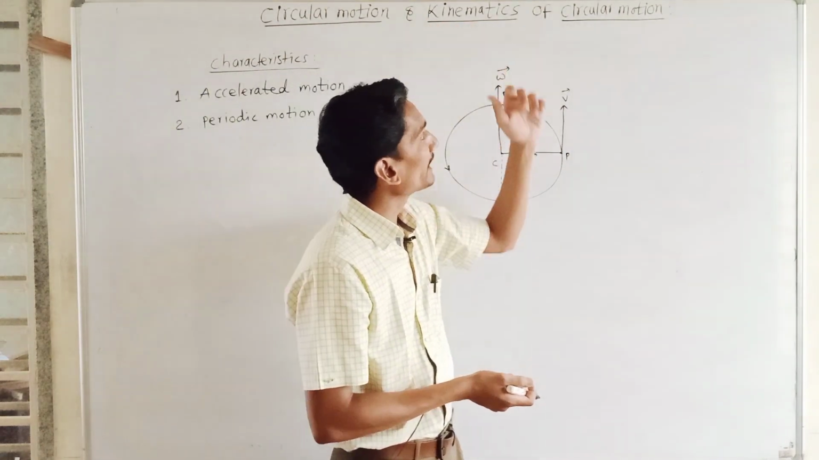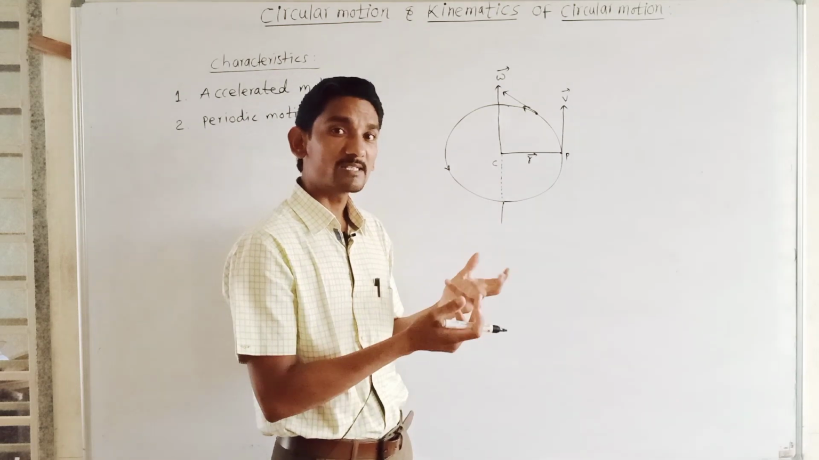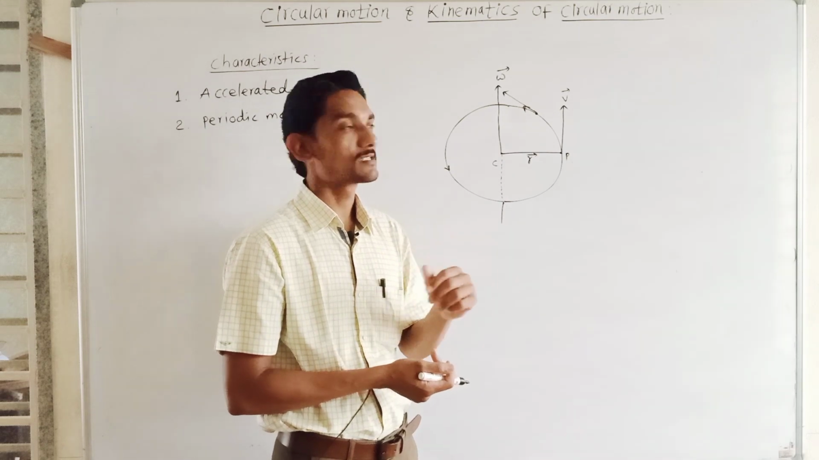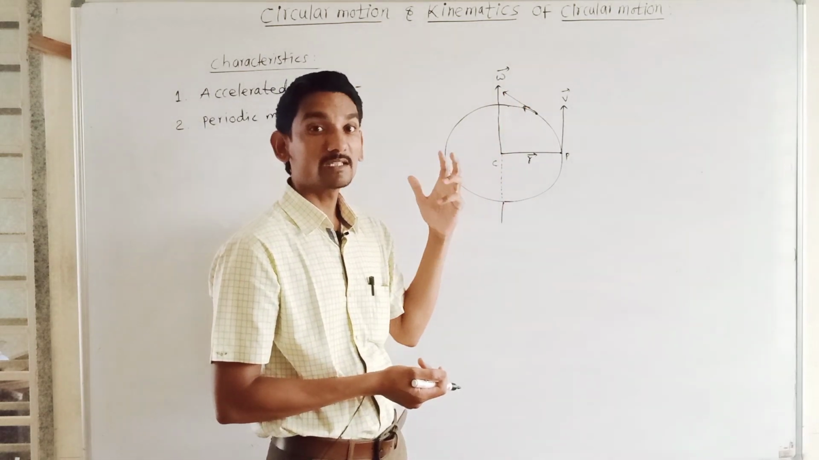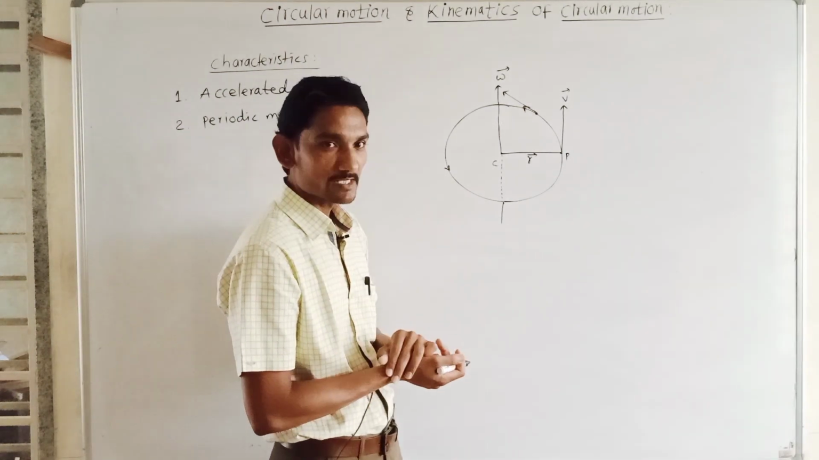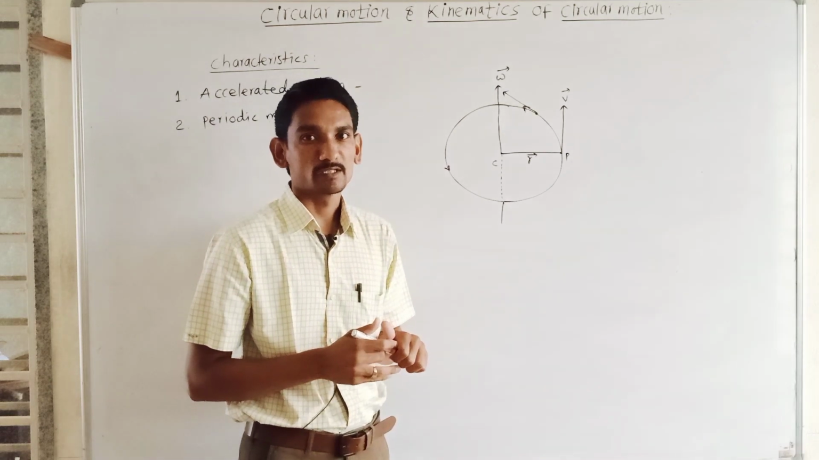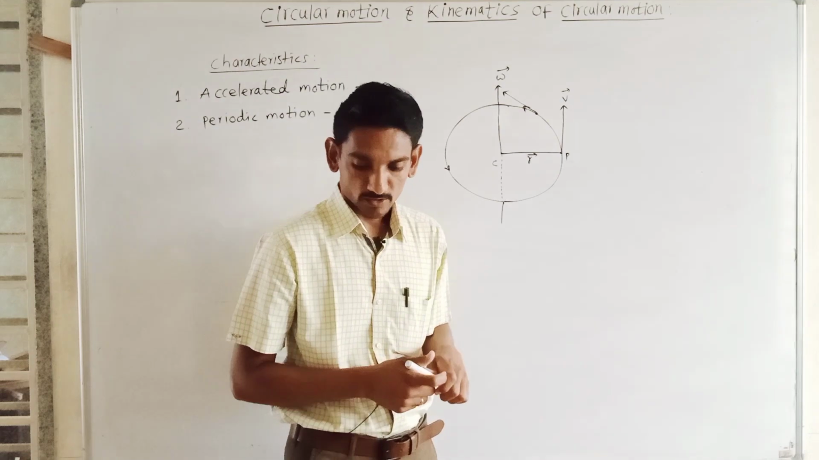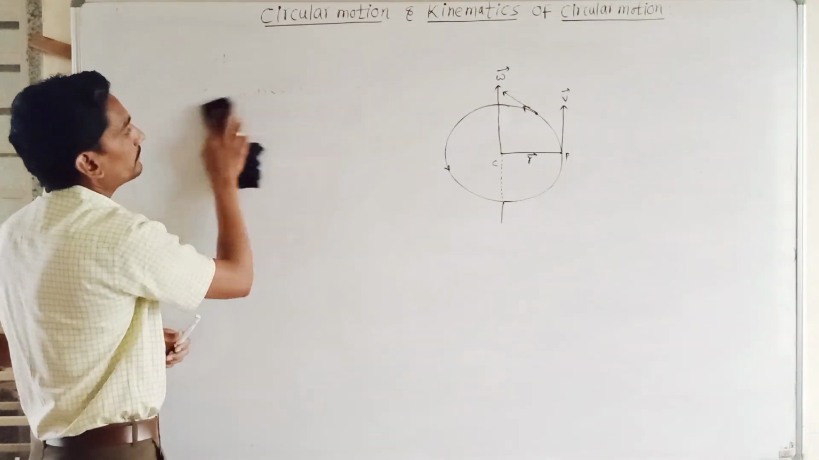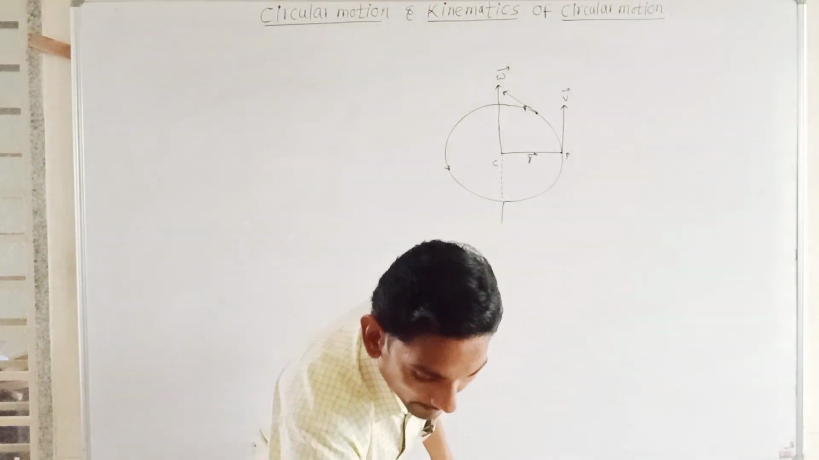So what are the kinematics of circular motion? This is the circular motion, and what are its kinematics? What are the factors, which are the quantities we have to describe to deal with circular motion? For that purpose, first of all we can deal with the translational motion and then we can deal with the circular motion. So in case of translational motion, which are the physical quantities which we have to describe?